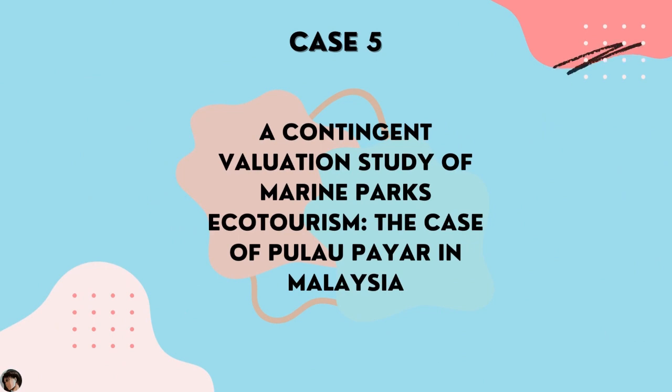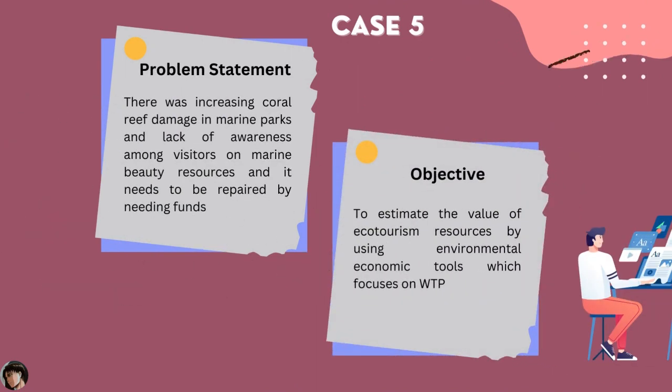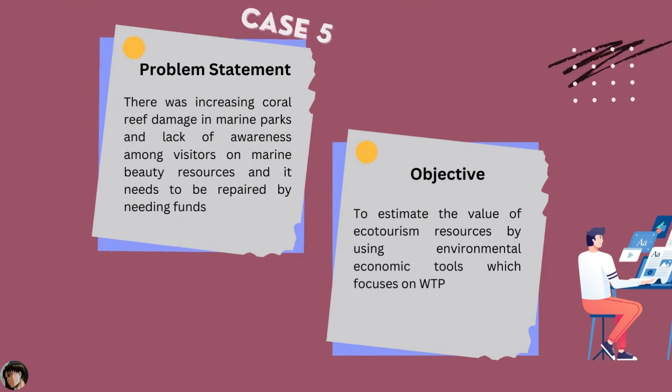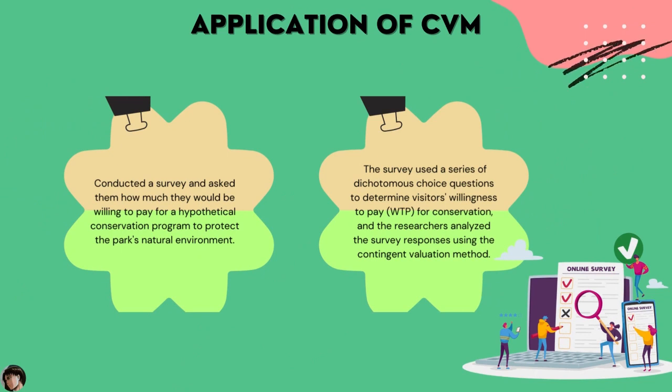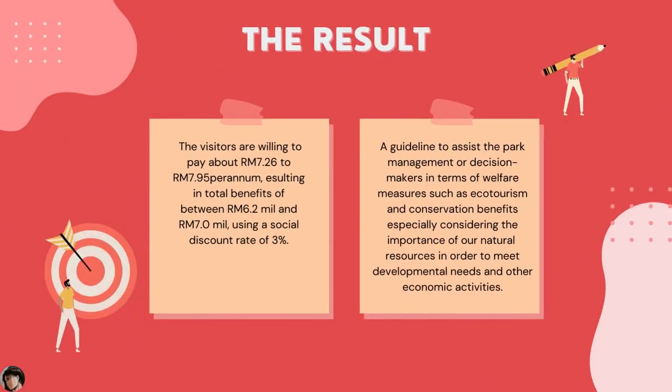Case 5. The Contingent Valuation Study of Marine Parks Ecotourism, the case of Pulau Paya in Malaysia. There was increasing coral reef damage in marine parks and a lack of awareness among visitors of marine beauty resources, and it needs to be repaired, requiring funds. The objective of this case is to estimate the value of ecotourism resources by using environmental economic tools, which focuses on WTP. The survey used a series of dichotomous choice questions to determine visitors' willingness to pay for conservation, and the researchers analyzed the survey responses using the contingent valuation method. For the result, the visitors are willing to pay about RM7.26 to RM7.95, resulting in total benefits of between RM6.2 million and RM7 million using a social discount rate of 3%.